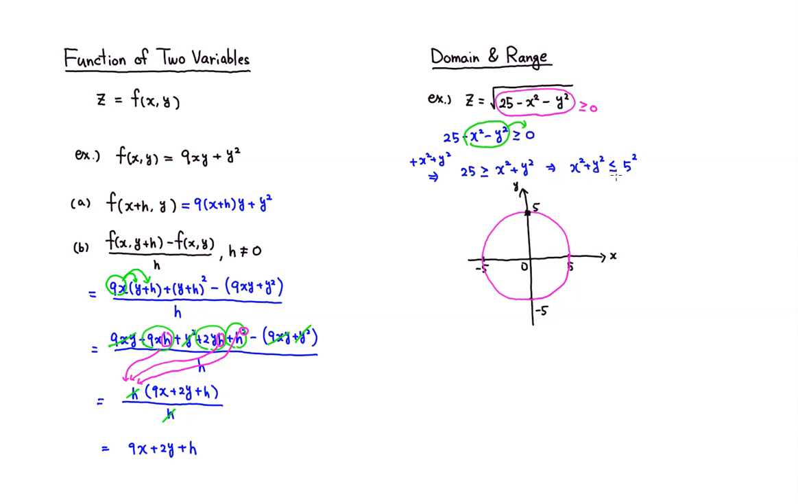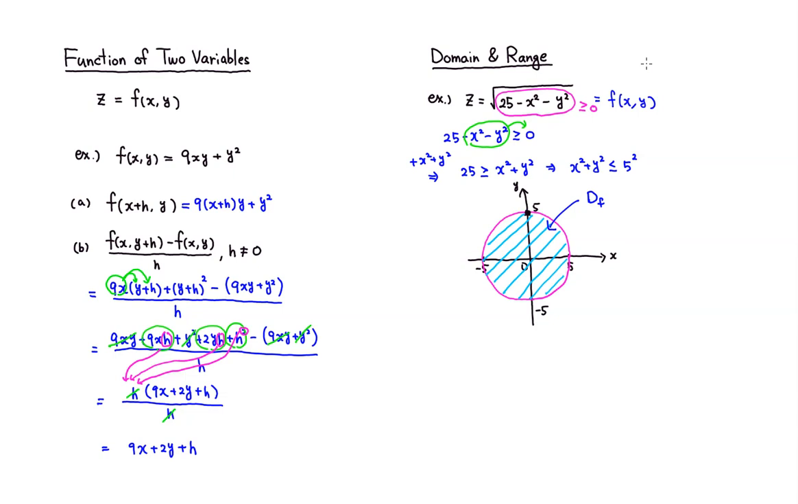But we're talking about less than or equal to, so we're going to shade inside. This is going to be the region, including the circular border. This is going to be the domain of this function, which I'm going to call f. So that will be the domain.